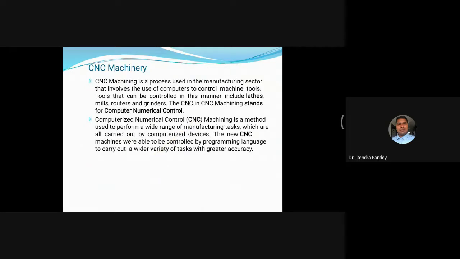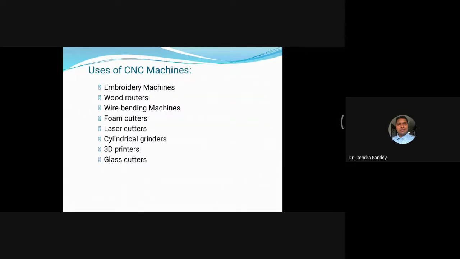Okay. And CNC machine is a process used in the manufacturing sector that involves the use of a computer to control machine tools that can be controlled in this manner, including a lathe machine, milling machine, router, grinder, etc. That means, and CNC stands for computer numerical control.